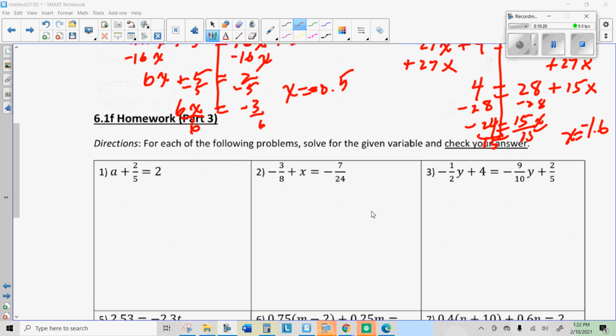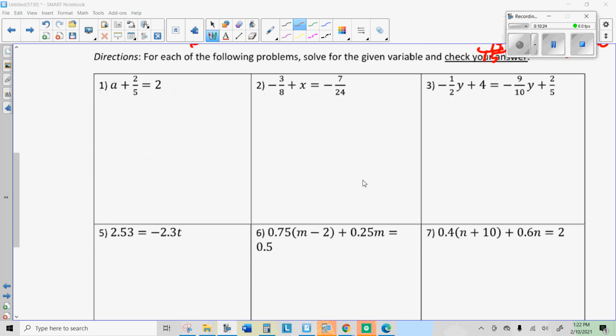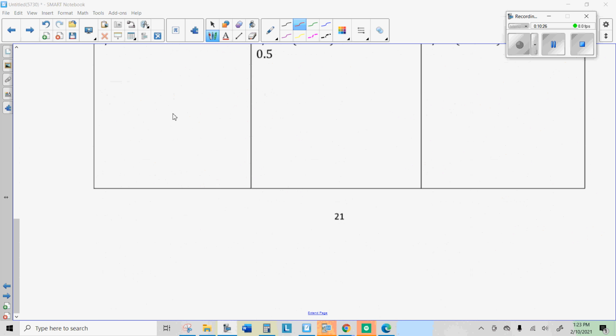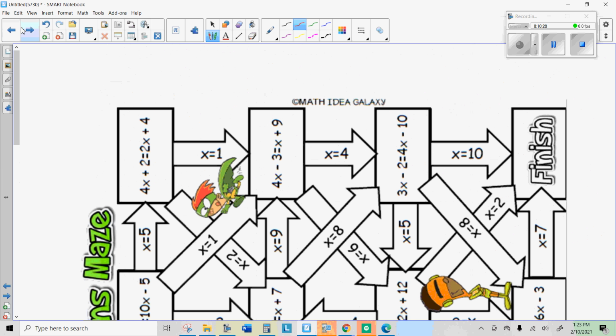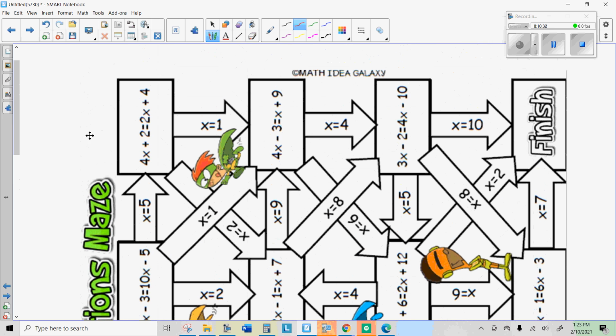And the homework you're going to do for this lesson is these 6 problems. And then you're also going to do the maze on this page. All right, and I'll have some of those answers on the Google form also. Other than that, I'll see you next time.